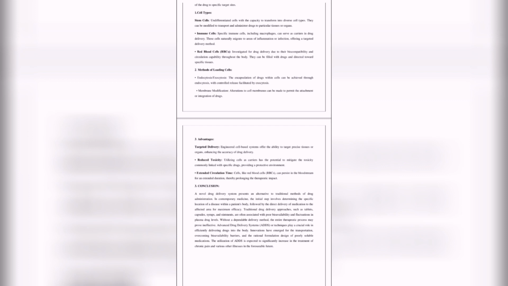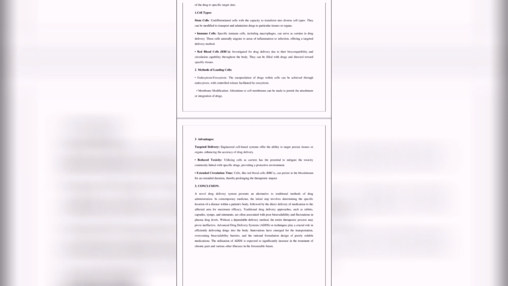Next one is reduced toxicity. Utilizing cells as carriers has the potential to mitigate the toxicity, meaning to decrease the toxicity commonly linked with specific drugs. Extended circulation time. Cells like red blood cells can persist in the bloodstream for an extended duration, thereby prolonging the therapeutic impact. All these are the advanced drug delivery systems, and then the last one is the conclusion.